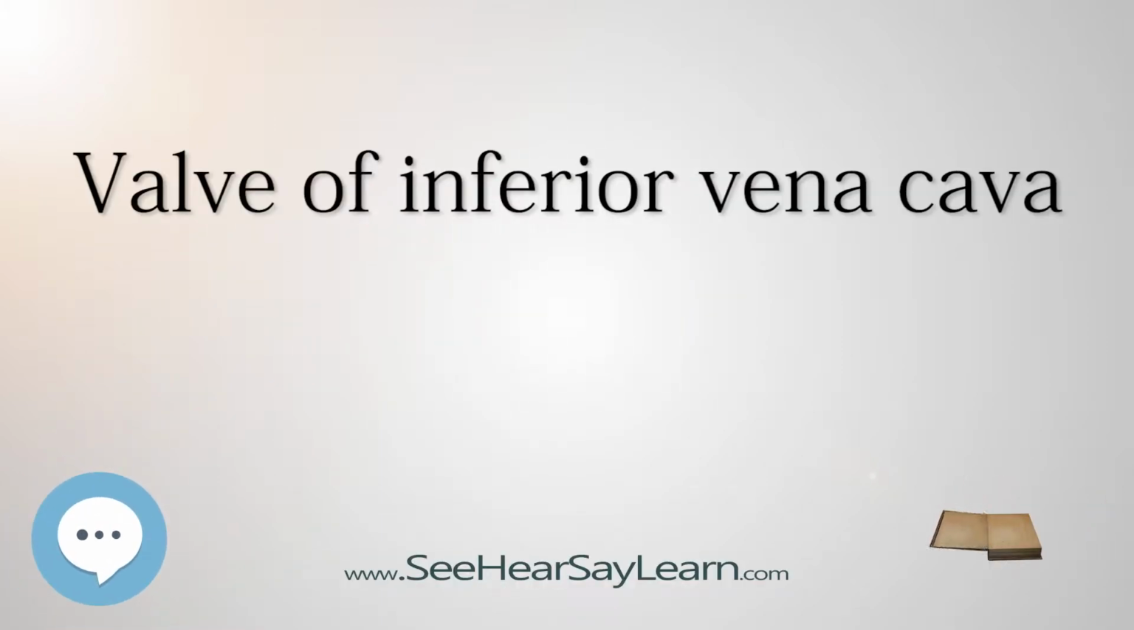The valve of the inferior vena cava, the Eustachian valve, is a venous valve that lies at the junction of the inferior vena cava and right atrium. Development. In fetal life, the Eustachian valve helps direct the flow of oxygen-rich blood through the right atrium into the left atrium and away from the right ventricle.